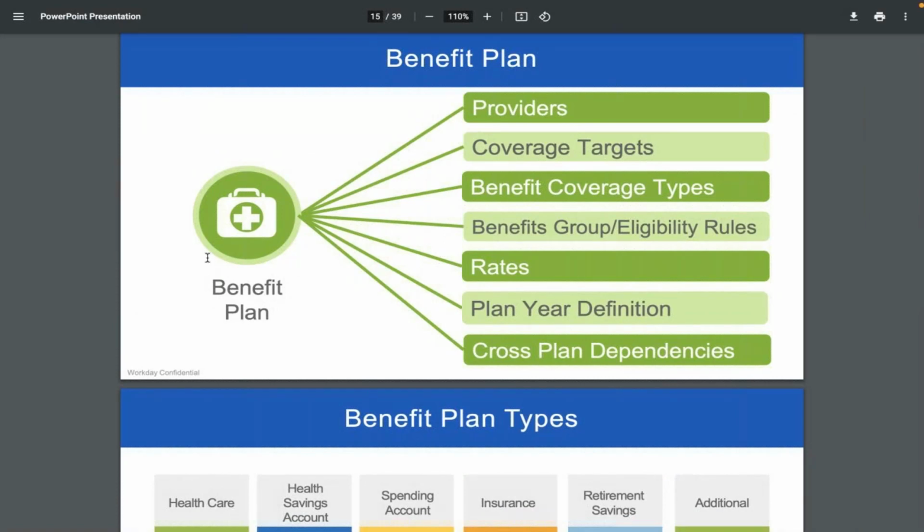Okay, so benefit plan. If you want to create a benefit plan, make sure these objects must be created first. If you want to get a benefit plan, you must set up all these components. Let's call them components. All these components must be configured. Let's talk about what all these components are.